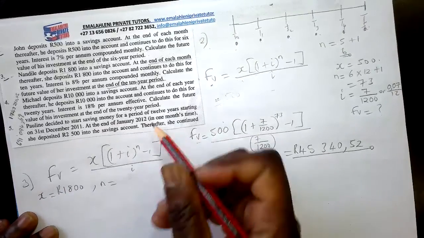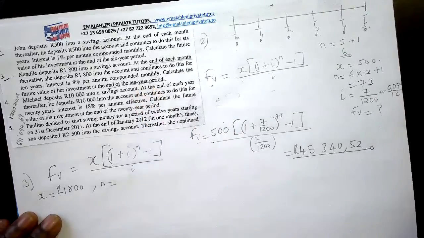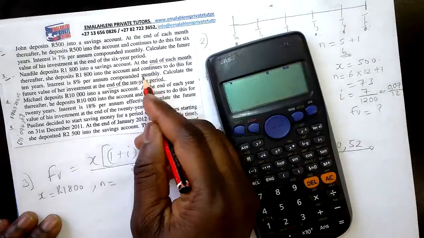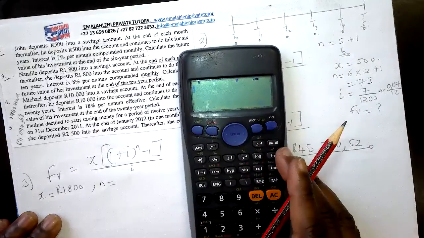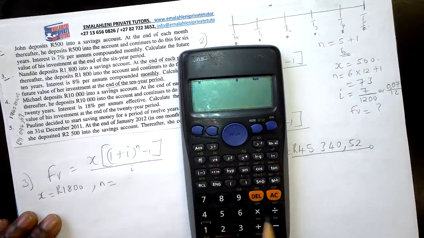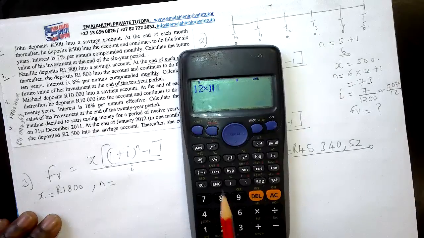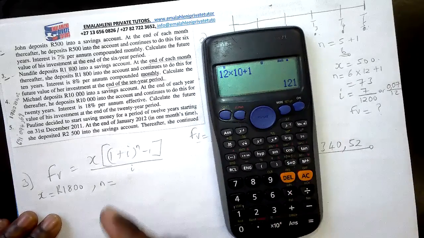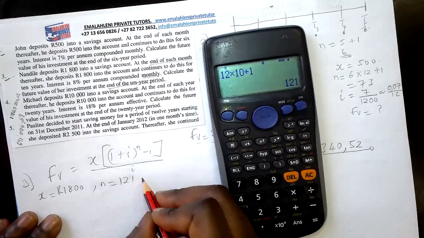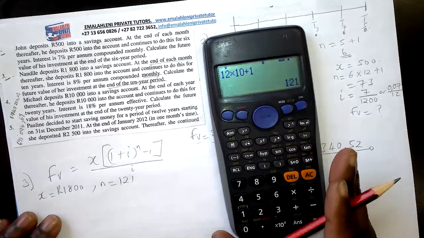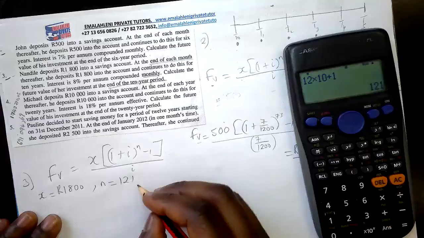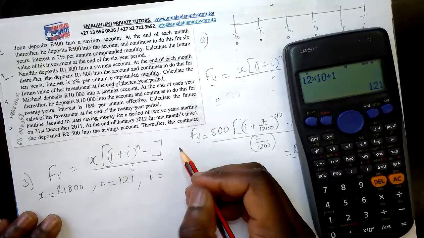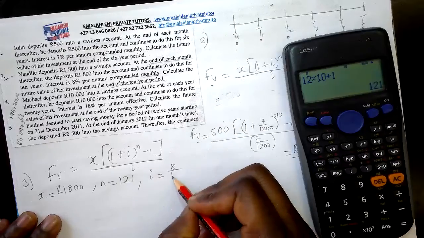What is our N? Our N is for how many years? For 10 years. And because it's compounded monthly, we are going to multiply by 12. How many months in a year? 12 months. So it's going to be 12 times 10. But again, once you say times 10, plus 1, that's 121. That's your number of periods, your N. Then what else do we need? Our I is 8% per annum compounded monthly, 8 over 1,200.